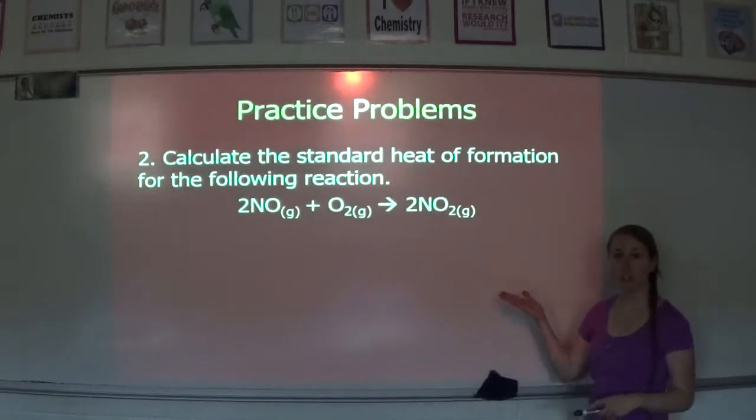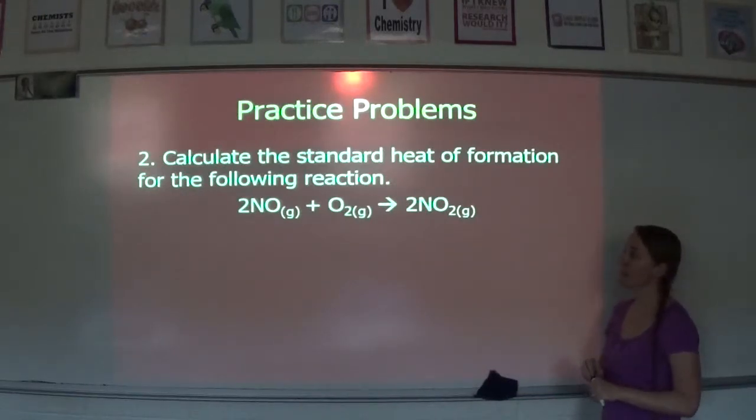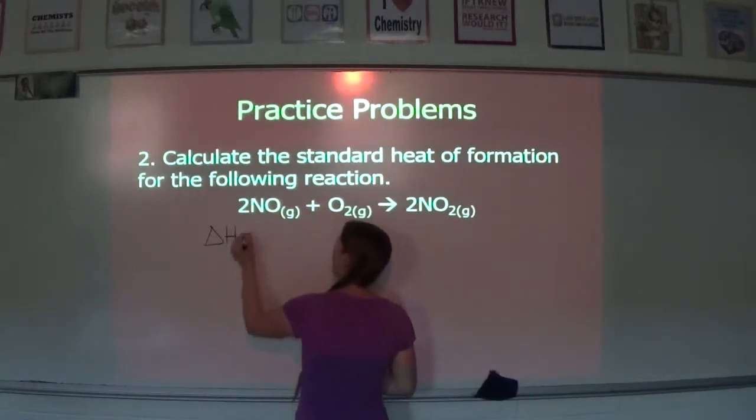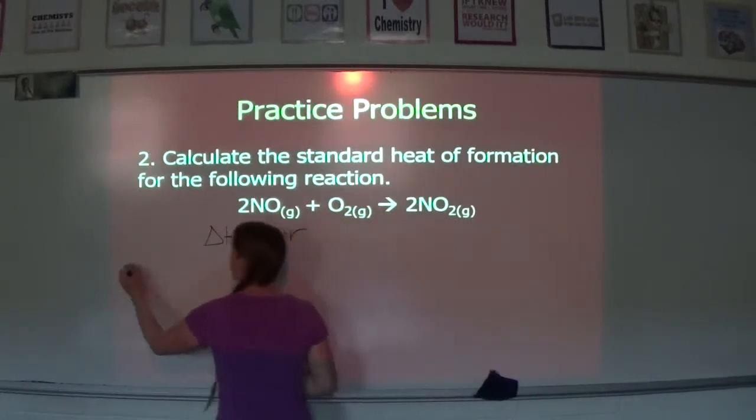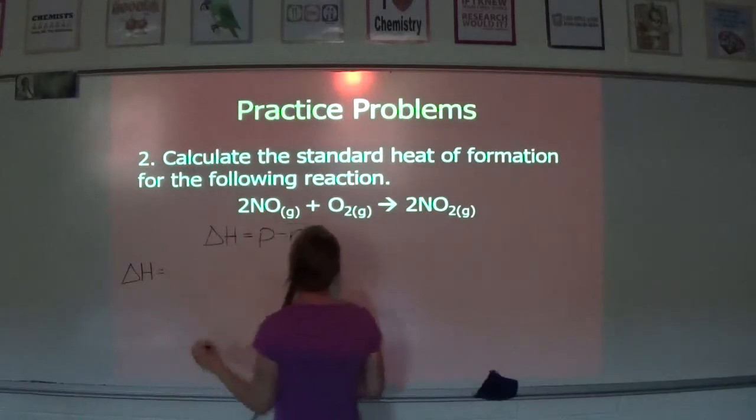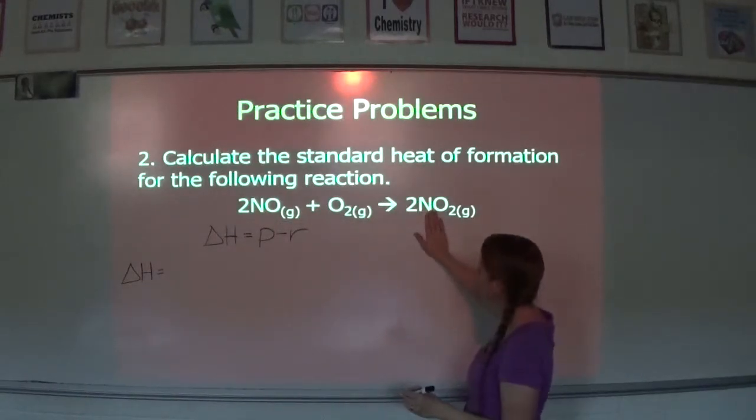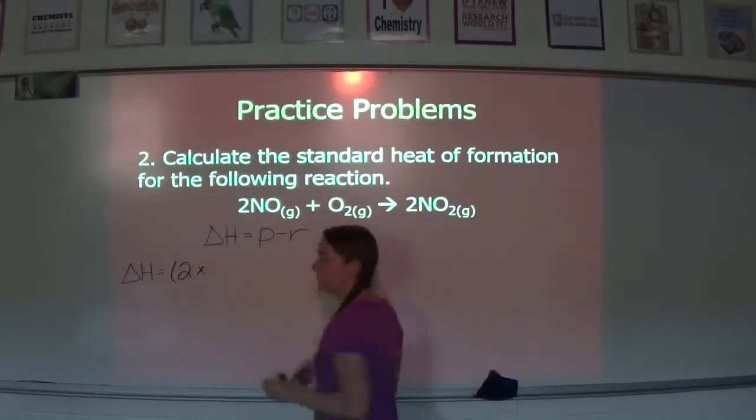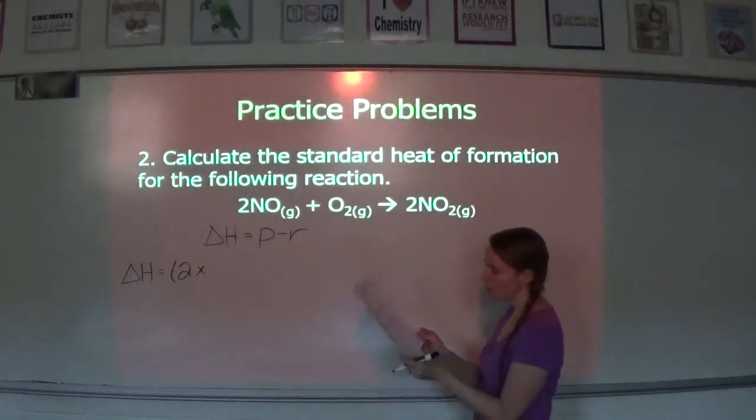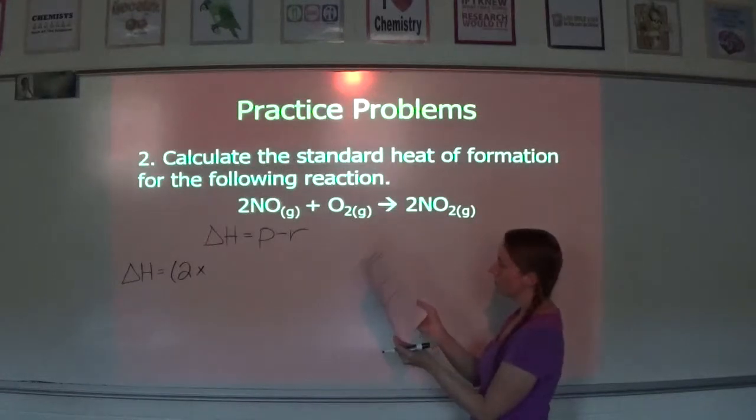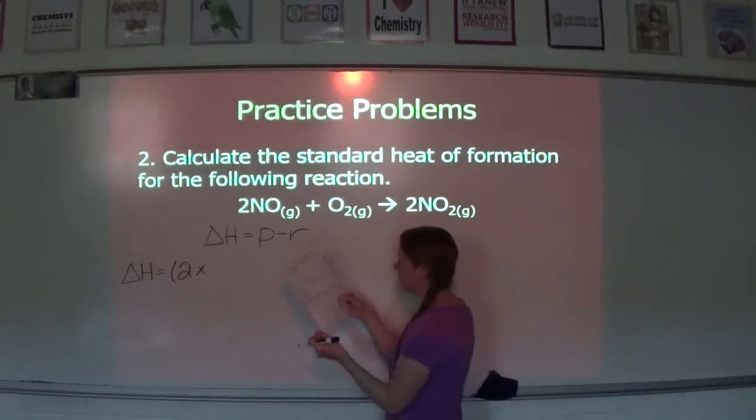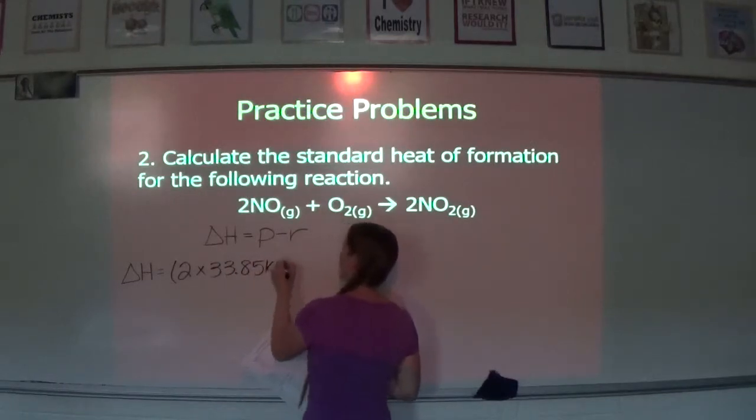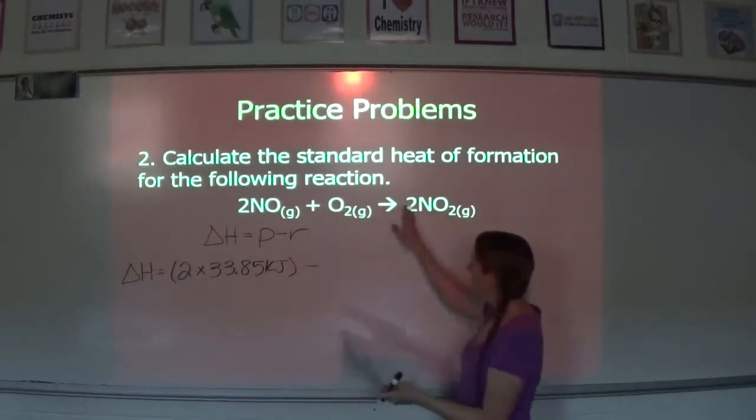Alright, so maybe pause the video, try this, and then check your answer with me. Alright, so we have delta H equals products minus reactants. So my product, I just have one this time, it's NO2 gas, but there's 2 of them. So I'm going to say 2 times, and then I find on my thermochemistry charts page, NO2 gas, which is 33.85 kilojoules. Alright, so that's my one product.